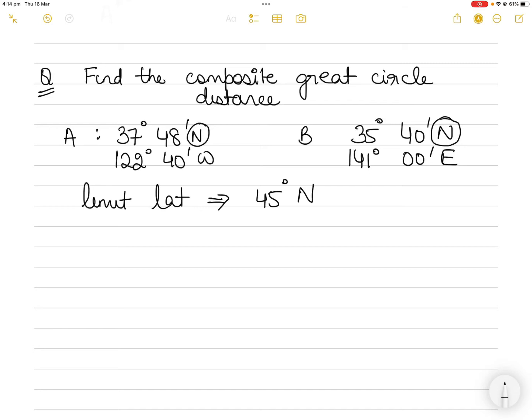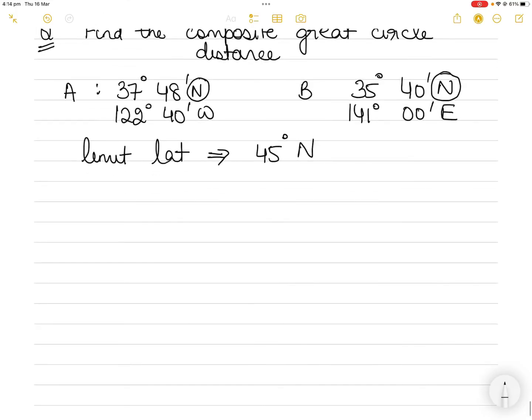If one is north and the other is south, then you will look at the latitude which has a higher value and draw the pole accordingly. So if you had 40 degrees north and 60 degrees south, you would draw the south pole because the value of the south latitude was higher. However, in this case, both are north, so you will draw it with respect to the north pole.